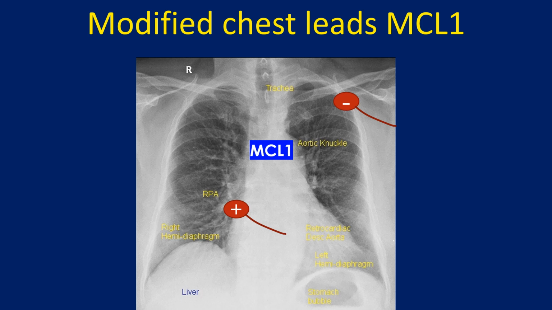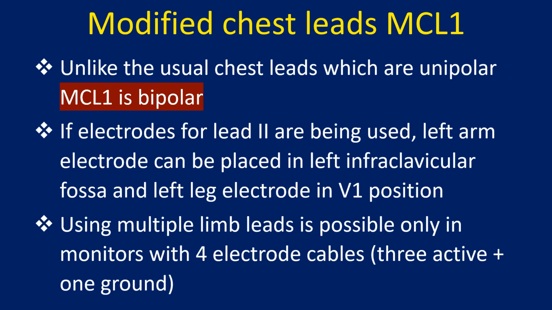The combination for lead 1 can be used in reverse manner for MCL. Right arm electrode is kept in left infraclavicular fossa and left arm electrode in V1 position. Unlike the usual chest leads which are unipolar, MCL1 is bipolar. If electrodes for lead 2 are being used, left arm electrode can be placed in left infraclavicular fossa and left leg electrode in V1 position. Using multiple limb leads is possible only in monitors with 4 electrode cables, 3 active and 1 ground.